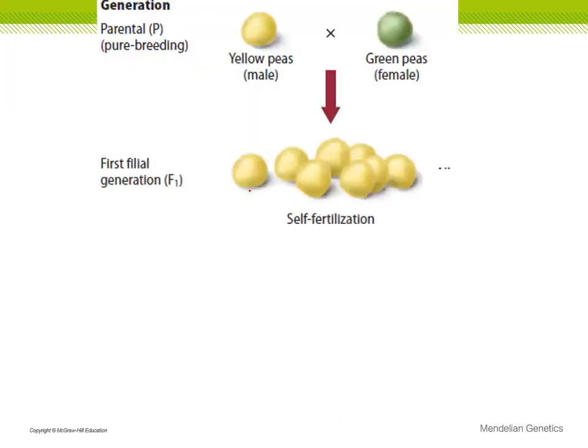So basically, this is what happens. I want you to pay attention to the terminology here as well. I have two plants, a yellow one and a green one. I'm going to breed them. And this is what he got. He got a whole bunch of yellow peas.